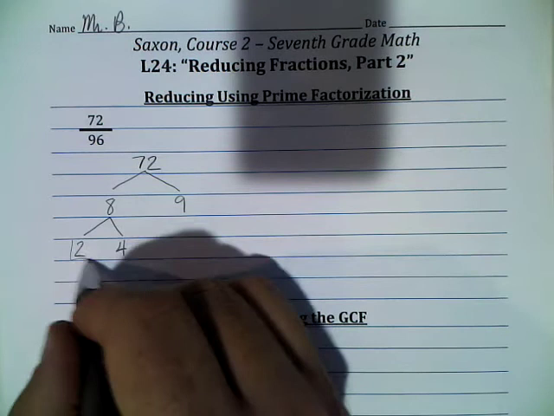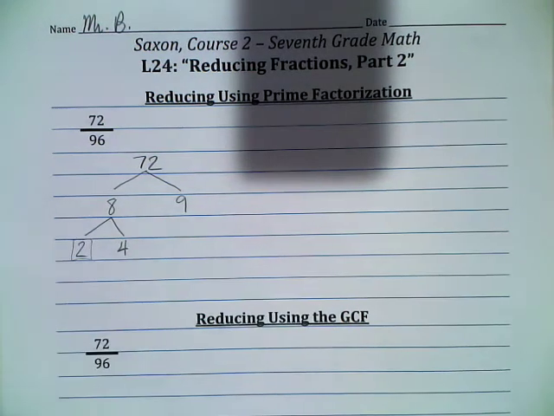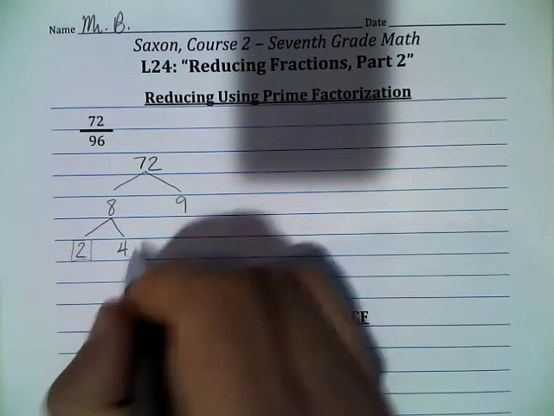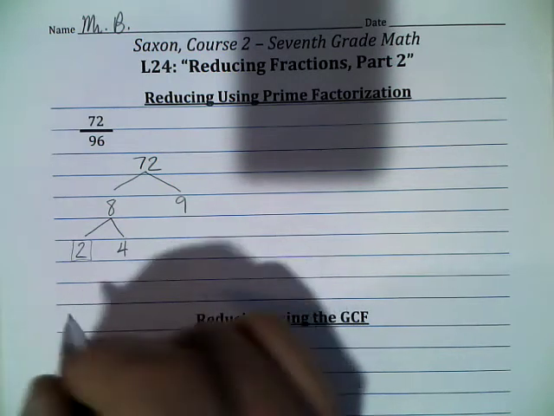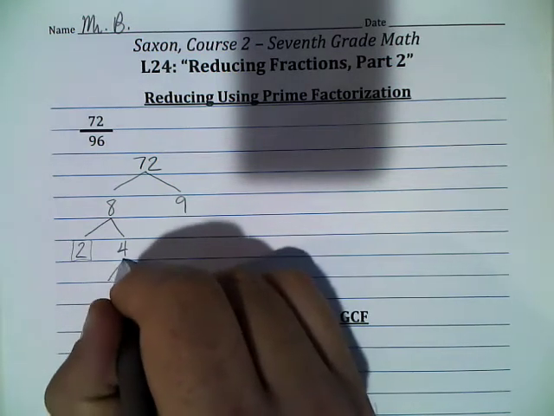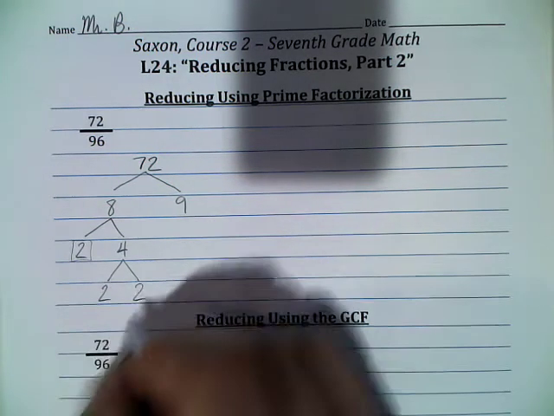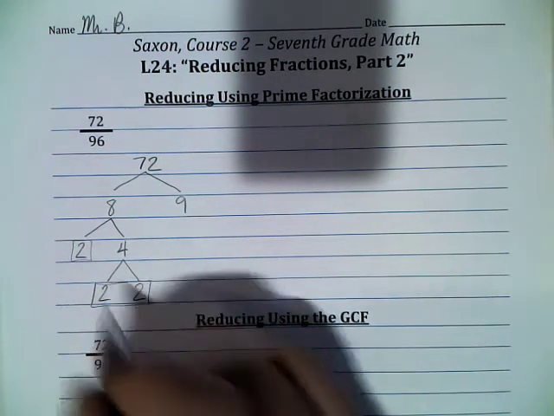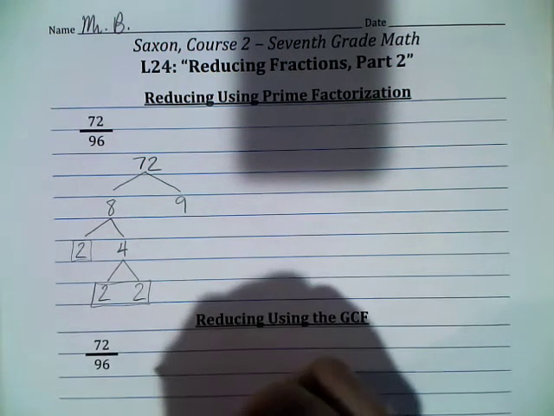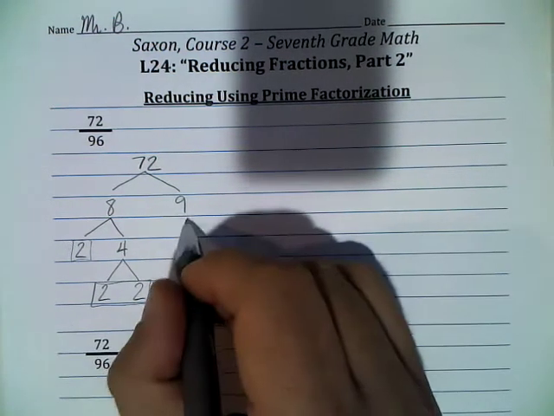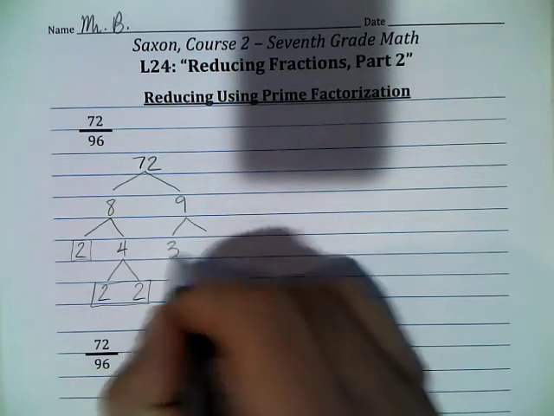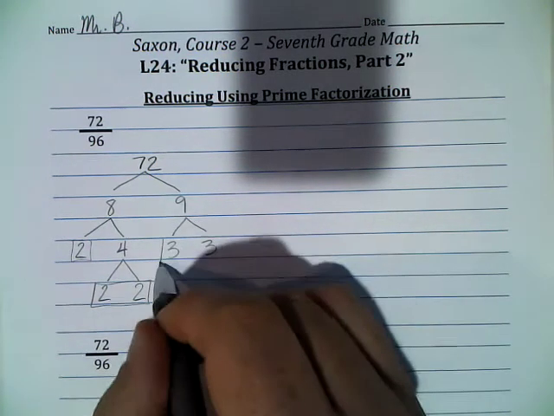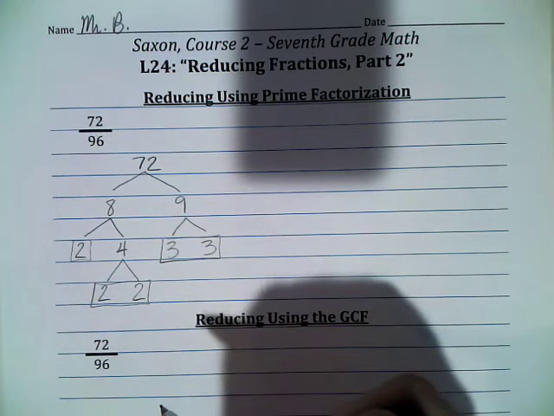Well, 2 is prime. I'm going to put a box around that just to say that that branch is done. So it's not my answer. That's why I'm not using a circle. And then 4 splits up into 2 times 2, which are both prime. I'm going to put a box around them. So far I have 3 2's. Over here, 9 we know is 3 times 3, which of course both of those are prime as well.